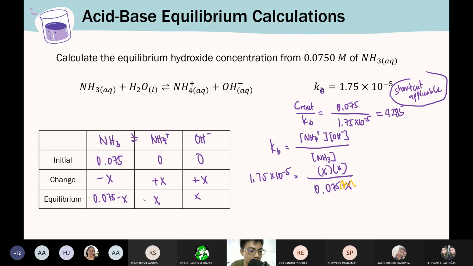Okay, so I'll just remove the minus x term. So therefore, I can use the shortcut. No? So that will be 1.75 times 10 to the minus 5 times 0.075 equals x squared. To get x, I just need to get the square root. No?